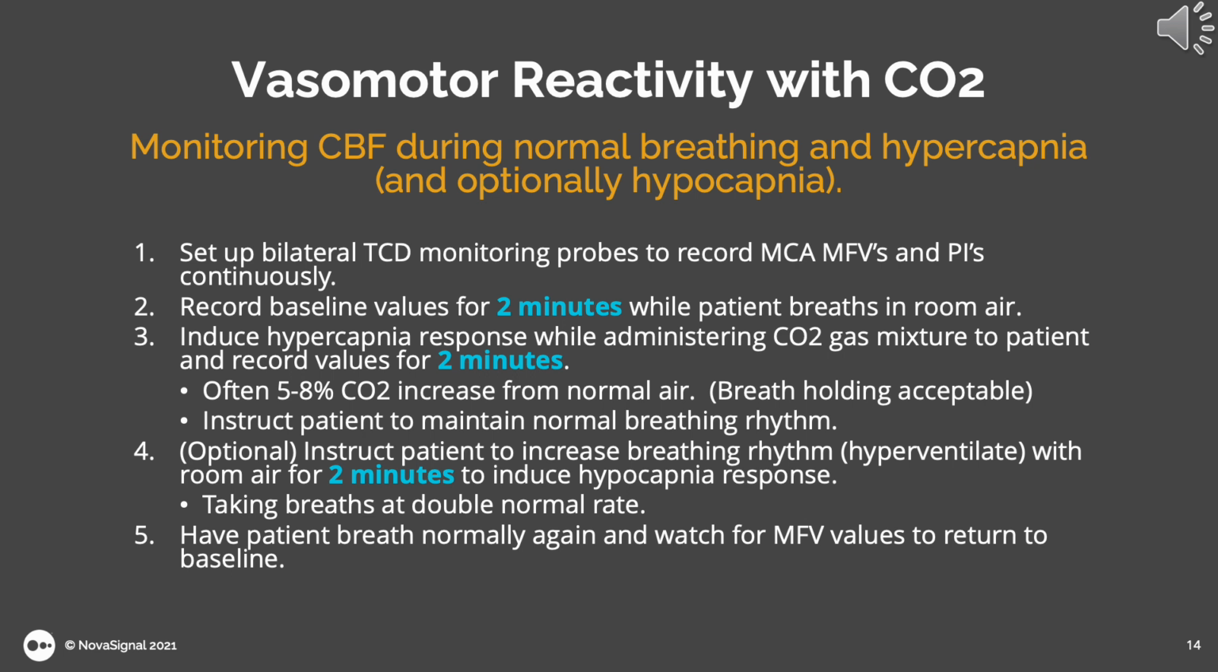Breath holding is acceptable if CO2 gas mixture is not available. You would decrease the recording time back down to 30 seconds of breath hold. Once the 2-minute CO2 recording is achieved, you would pull away the gas mixture and instruct the patient to increase their breathing rhythm or hyperventilate with room air for another 2 minutes to induce the hypocapnia response. Once the 2-minute hyperventilation is over, you'd instruct your patient to return to their normal breathing rhythm and watch for the mean flow velocities to return to baseline values.